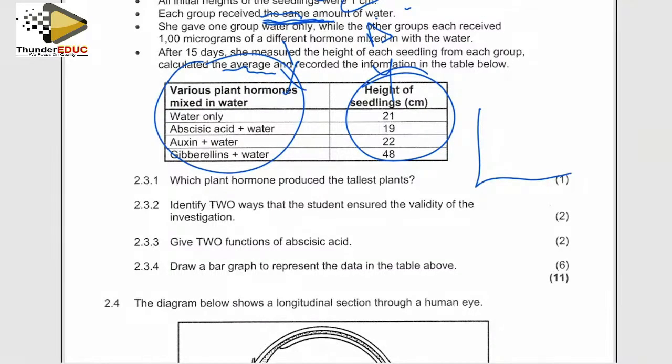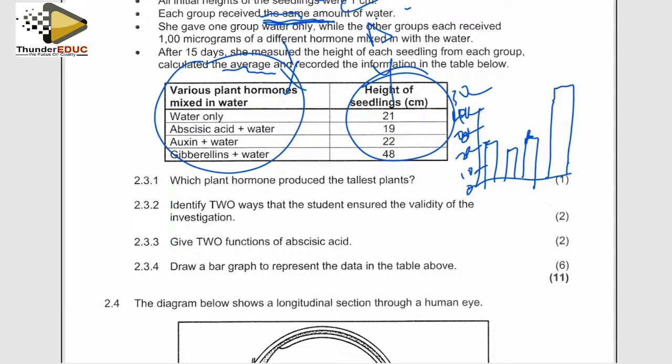is 40. So maybe I can say 0, 10, 20, 30, 40, then 50. You'll find out that it goes in. So you'll find out that this one is 20, the first one is 21, so maybe it's around there. And then this one is 19, maybe it's around there. You leave a space because it is a bar graph. Then the 22 is around there, and then 48 is around there. So basically like that. And then now you write this water plus what, then this one is acetic acid plus water, then you say oxygens plus water, like that.